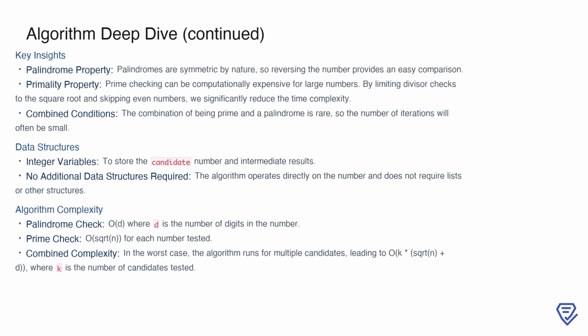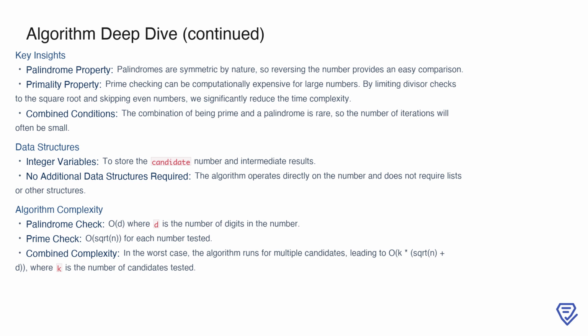There are several insights that can help us better understand this problem and optimize the solution. First, the palindrome property is inherently symmetric, meaning that reversing the number provides a straightforward way to verify it. Second, while checking for primality can be computationally expensive, limiting divisor checks to the square root of the number and skipping even numbers significantly reduces the time required for this step. Combining these two conditions, being prime and a palindrome, is relatively rare, so in practice, the number of iterations required to find a solution is often small.